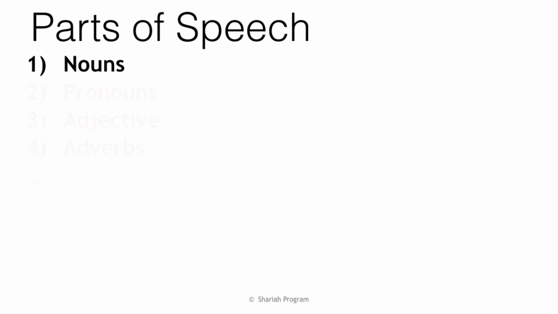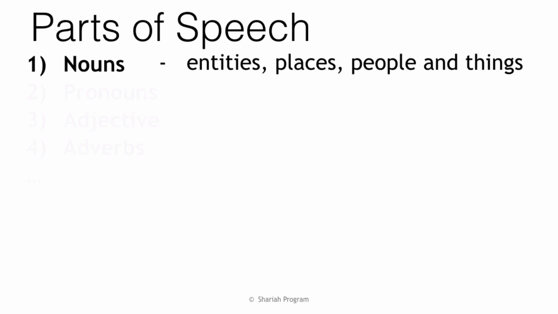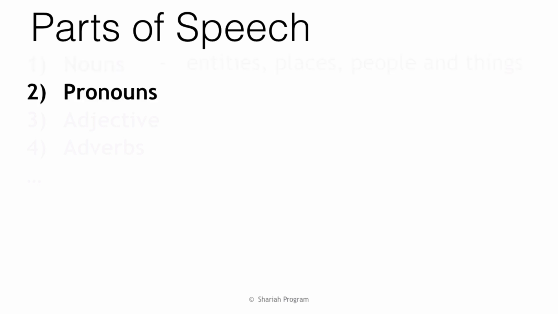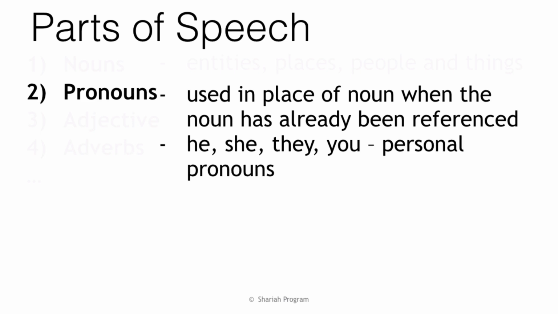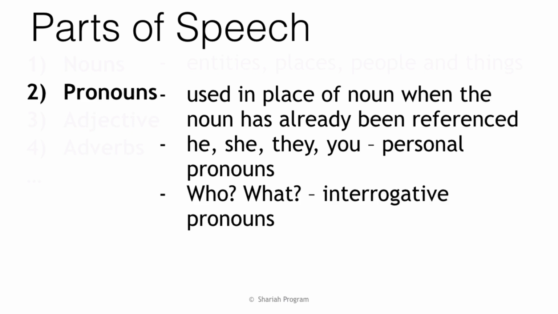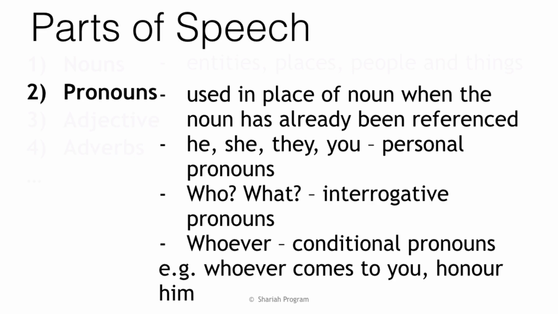So a noun is the part of speech which is like entities, places, people, things, objects, concepts. Pronouns are smaller words that are used in place of the noun when the noun has already been mentioned. There's various kinds of pronouns like he, she, they, you, which we call personal pronouns. Then there's pronouns that are used to introduce questions like who and what, called interrogative pronouns. And then there's other pronouns that create conditional statements like whoever comes to you, honor him. So we call them conditional pronouns.